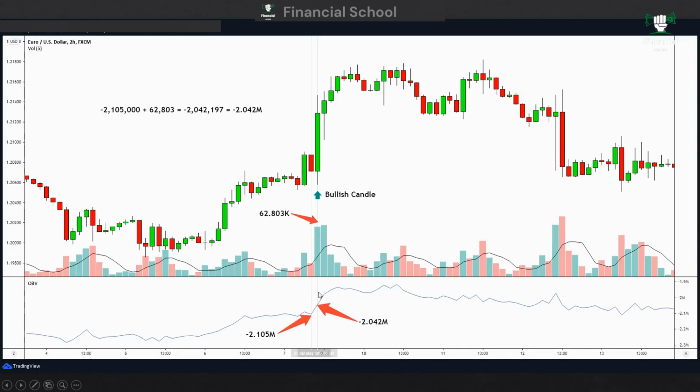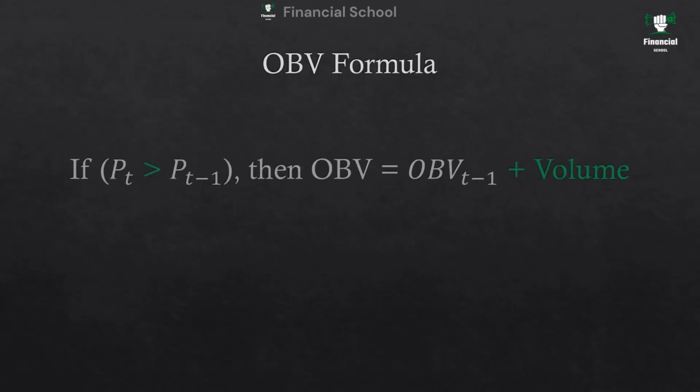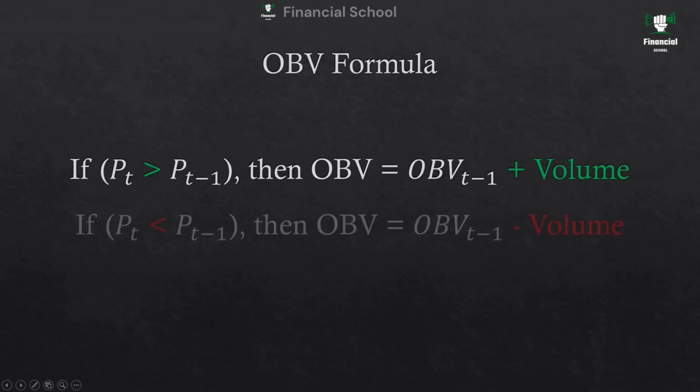We can summarize the OBV value using the following formula. If the current closing price is higher than the last closing price, then the OBV equals the OBV value in the last period plus the volume of the current period. If the current closing price is lower than the last closing price, then the OBV equals the OBV value in the last period minus the volume of the current period.